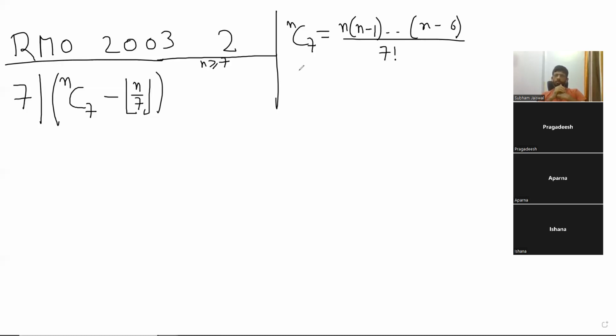Sir, in the numerator of n choose 7 we have 7 numbers, right? Yes, there are 7 factors. You can see it's dot, dot, dot. So it's n minus 1, n minus 2, n minus 3 till n minus 6. But it's 7 things, n minus 0.